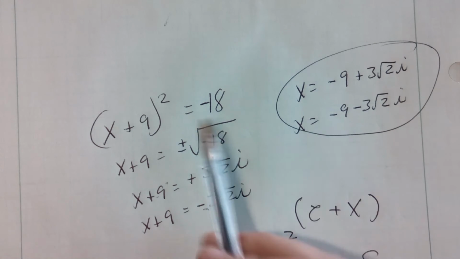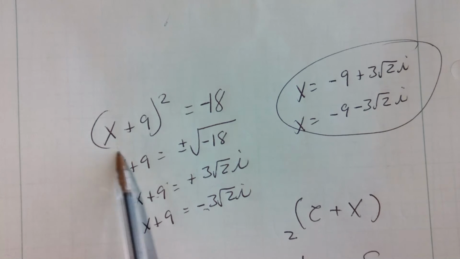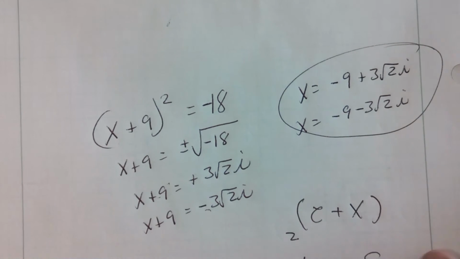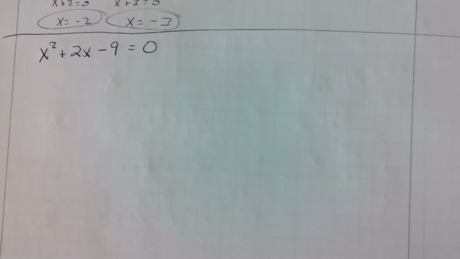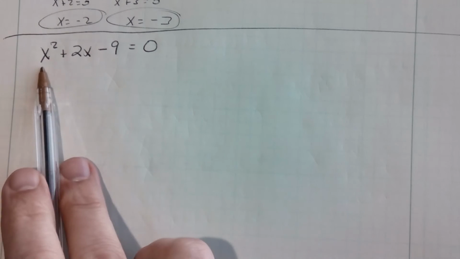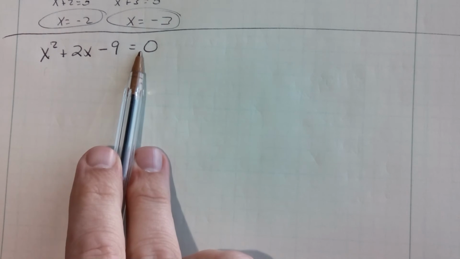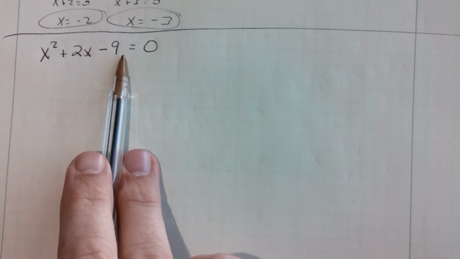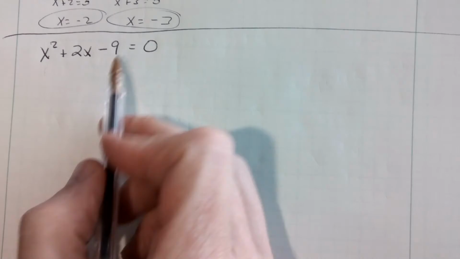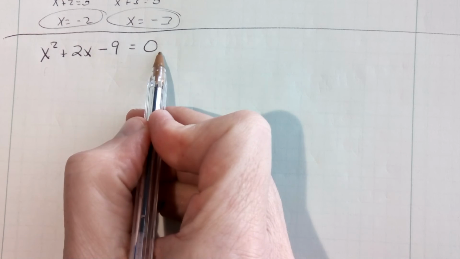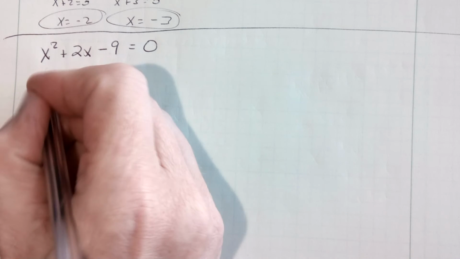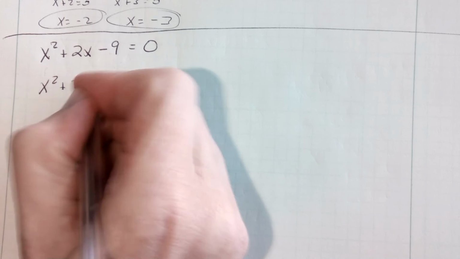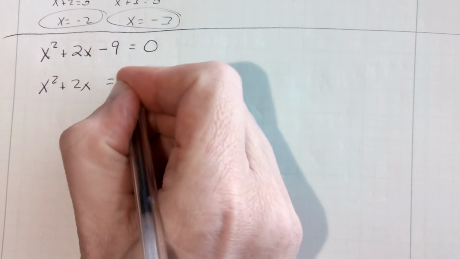Now, think about this. This is a binomial squared. So let's go back to what we're supposed to be learning. How do I make this x squared plus 2x minus 9 a perfect square? What we're going to do to solve this is bring the 9 to the right side. So we're going to go x squared plus 2x equals 9.